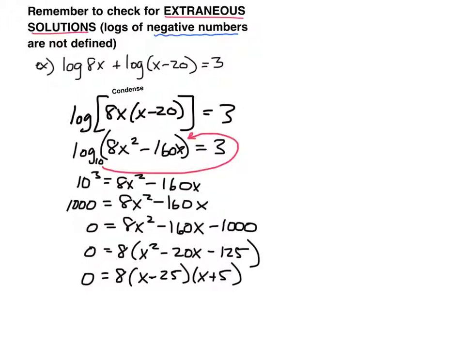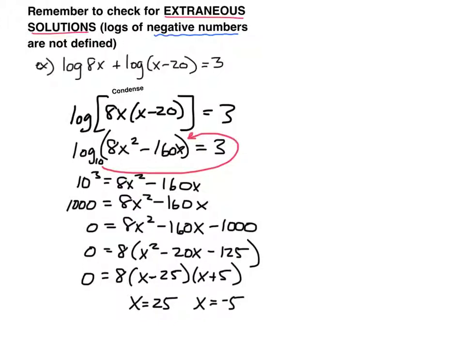So if these are factors, what are my solutions? You said each thing equal to 0. So 8 equals 0, that's not a solution. x minus 25 equals 0, that gives me x equals 25. And x plus 5 equals 0, so x equals negative 5.